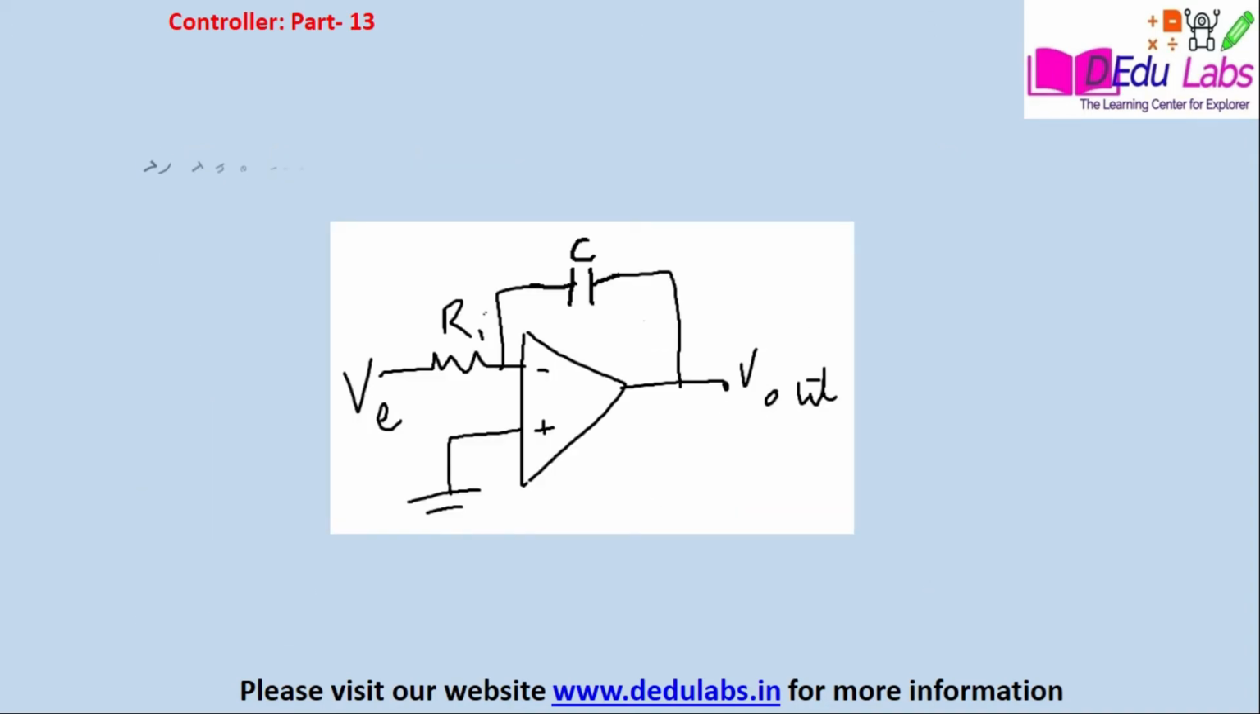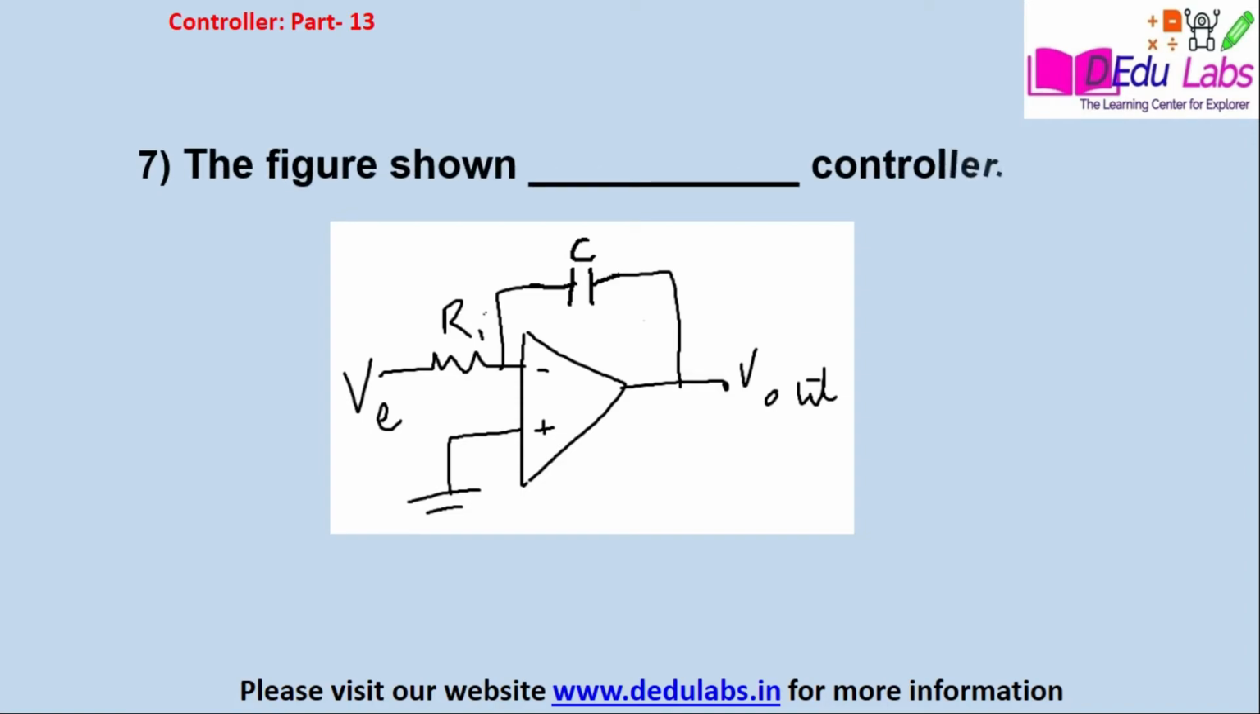Question number 7. The figure shown below represents blank controller. Option A, proportional. Option B, integral. Option C, derivative. Option D, PI, that is a proportional integral.